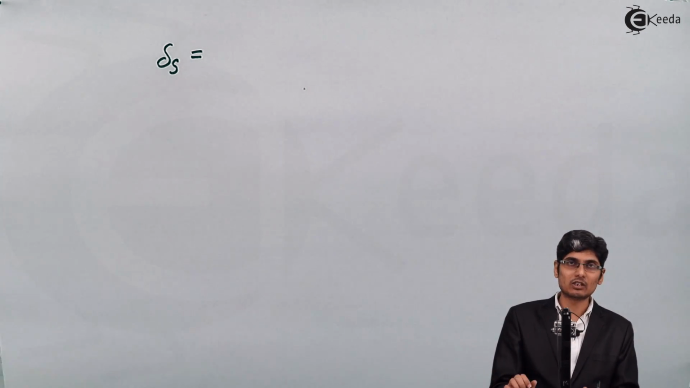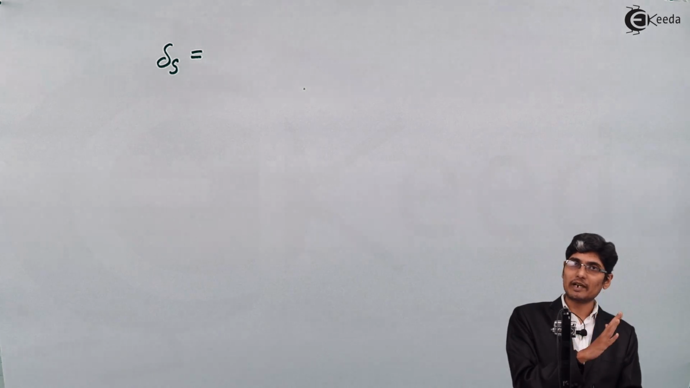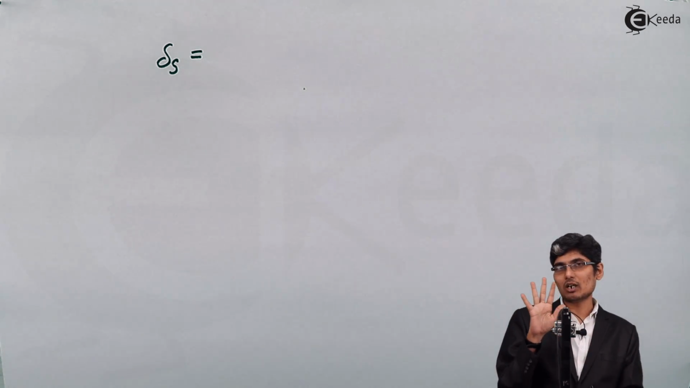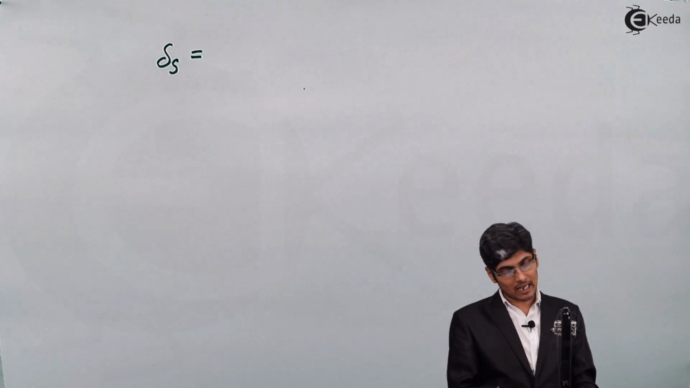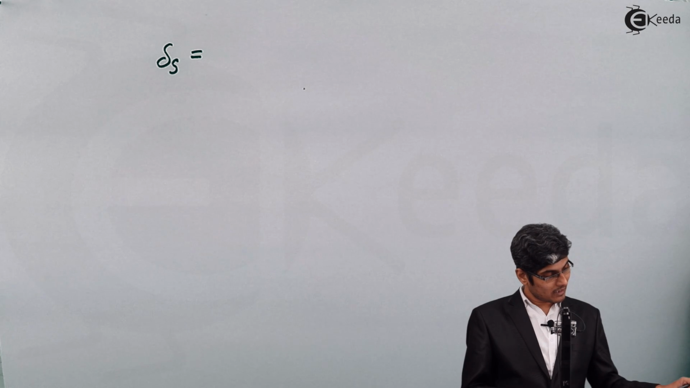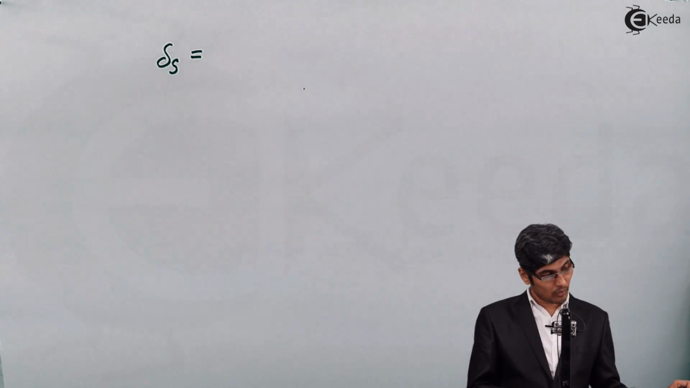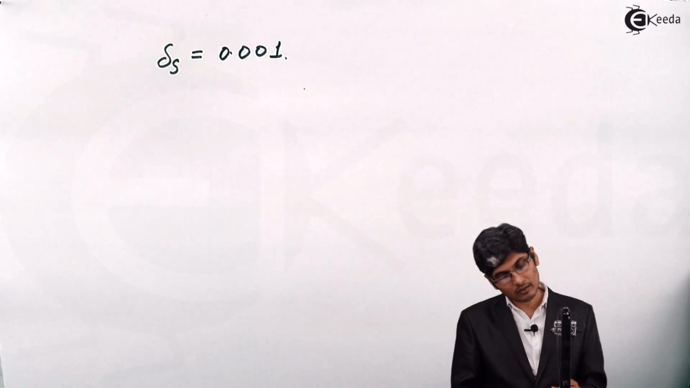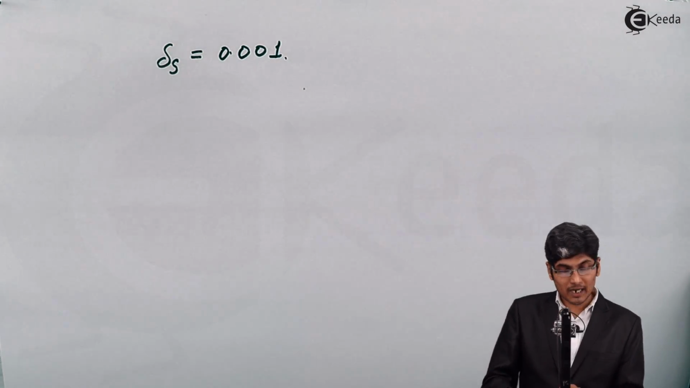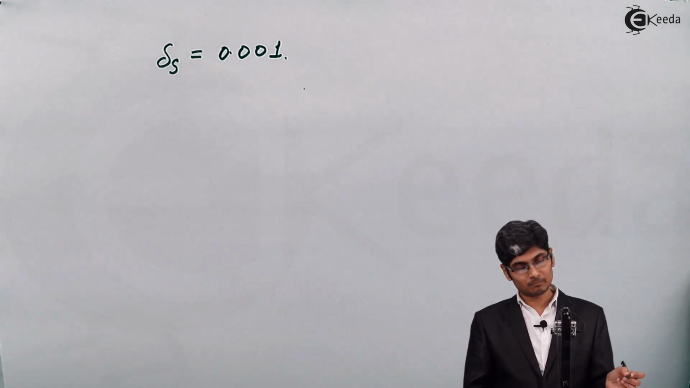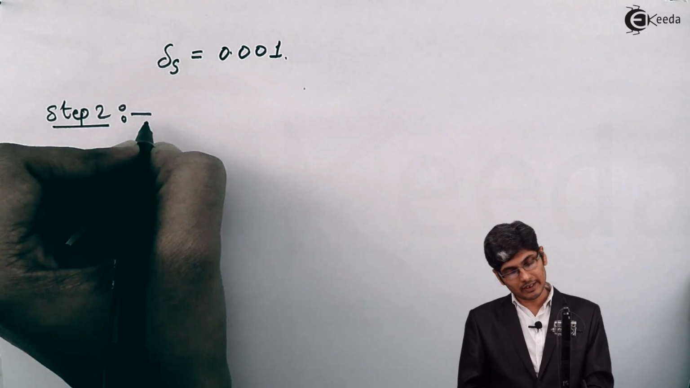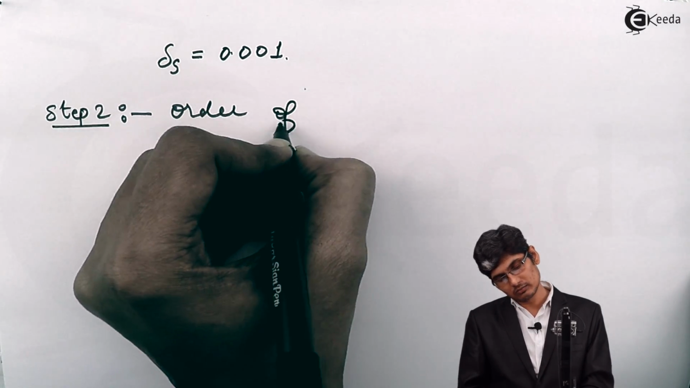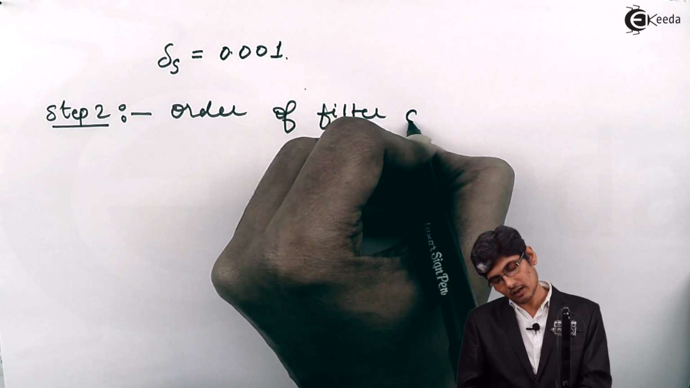I will keep it as it is. So when I'm saying delta P, I'm going to divide it. But when I'm saying delta S, because I'm not very much interested in the stopband region, I will neglect that part, and I will keep delta S as it is in each stage. So delta S given in the problem is 0.001. Okay. Now, with this practical consideration, let's say step 2, find the order of the filter at stage 1.